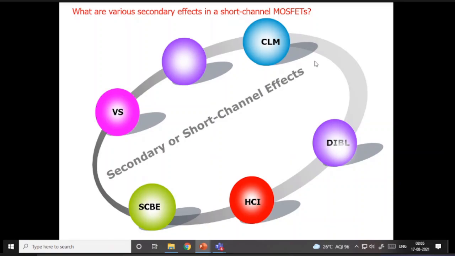and a few of them we have already discussed, that is CLM, channel length modulation, and we have also said about SCI to some extent, hot carrier injection. Then others are DIBL, drain induced barrier lowering, SCBE, substrate current induced body effect, then velocity saturation and mobility degradation. This velocity saturation and mobility degradation we are going to discuss now, because that is the topic coming in the main slide, which is based on Razavi.